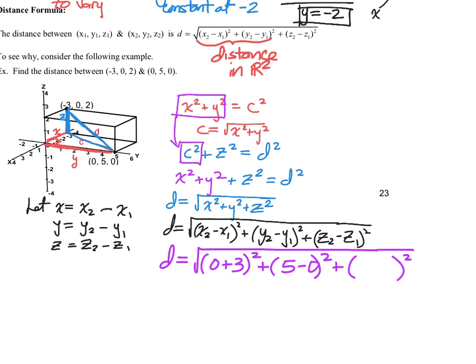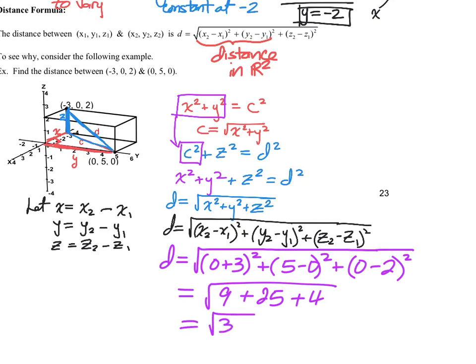So 0 minus -3, 5 minus 0, and then 0 minus 2. So what do we got, 38? Root 38? Barring anything catastrophic, that would be our distance.